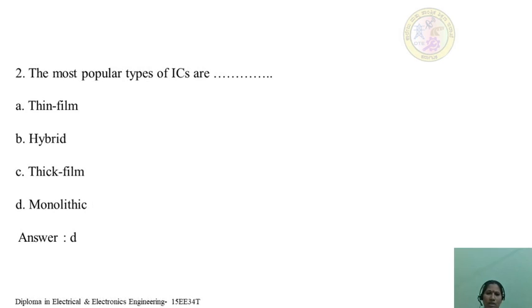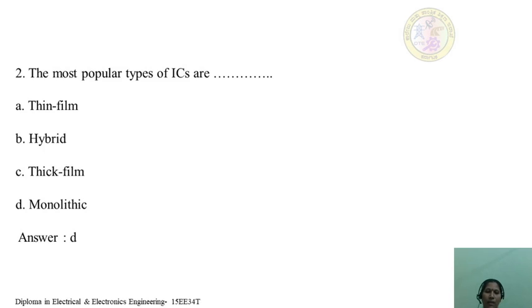The next question is, the most popular types of ICs are option A, thin film, option B, hybrid, option C, thick film, option D, monolithic. As the ICs are very small in size and use only a single material for their construction, the right answer for this question is option D, monolithic.